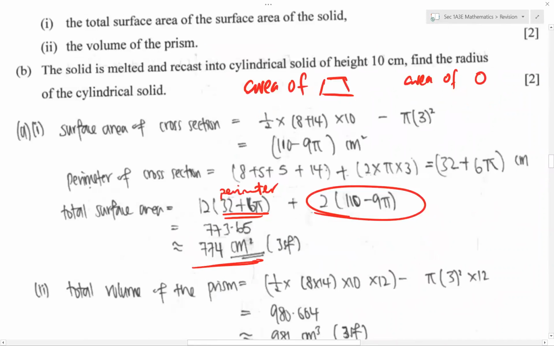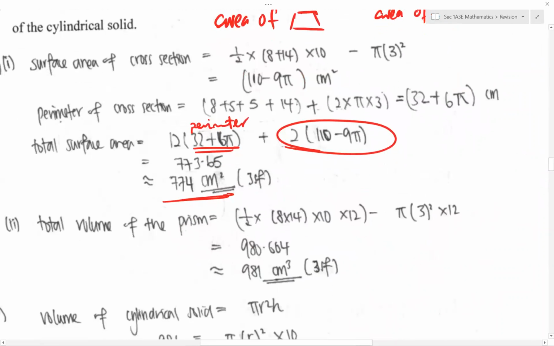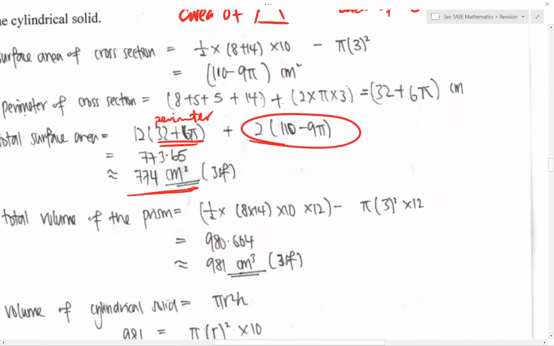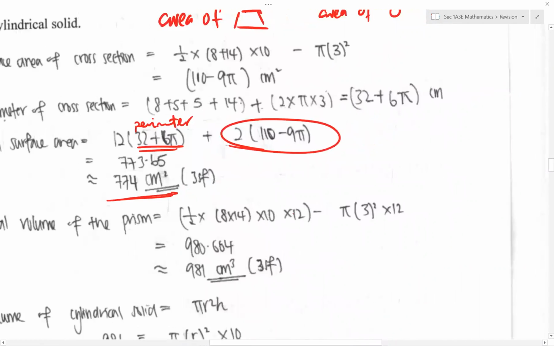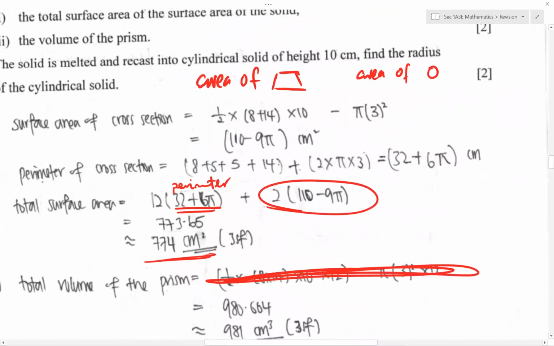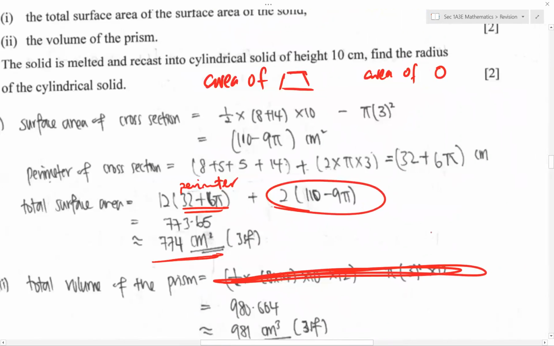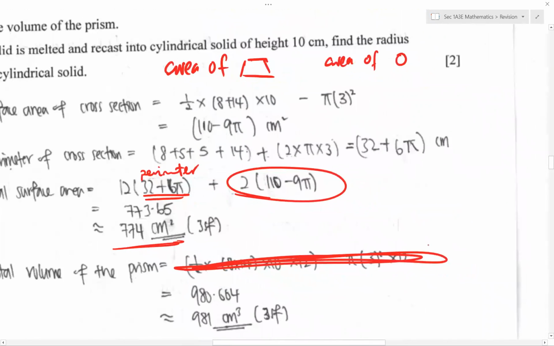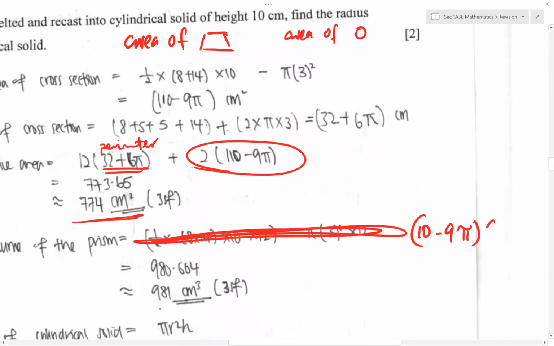Next one is for the volume. The volume of the prism. Once you have the cross-sectional area, 10 minus 9 pi, we're going to multiply by 12 to get approximately 981 cubic centimeters. That's the volume.